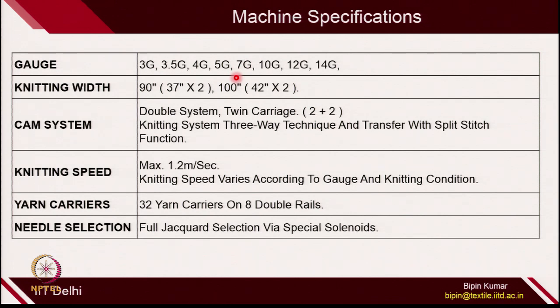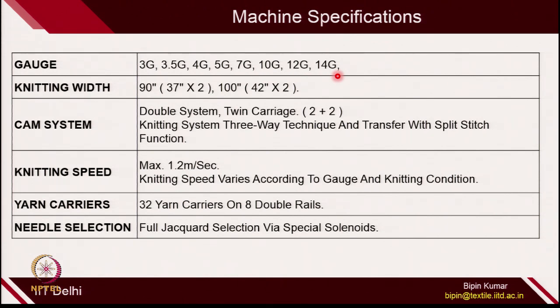So, let us start with the machine specification. When you go and meet any supplier who sells knitting machines, you can look at those specifications. It is very important that you understand these specifications and their meaning. The first specification is the gauge, which I have already introduced. The supplier can have multiple options for you. It can provide 3 gauge, 3.5 gauge, 7 gauge, 10 gauge, 14 gauge. In some machines we can also go up to 50 gauge.